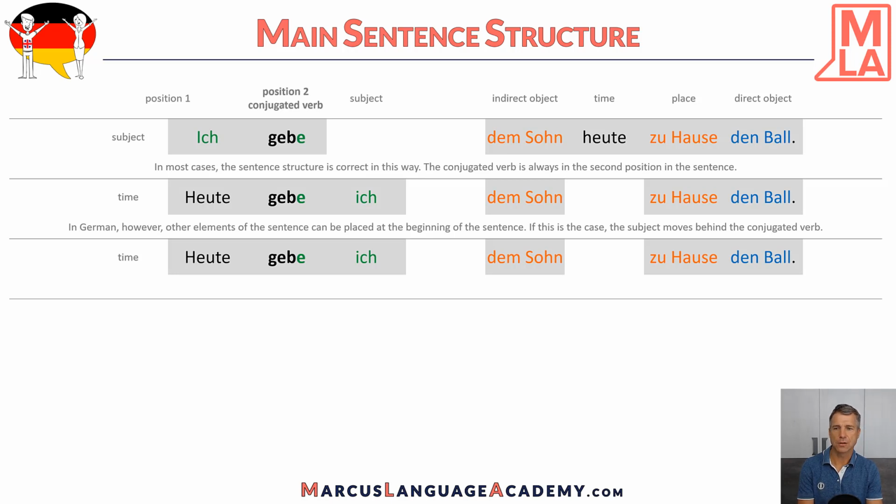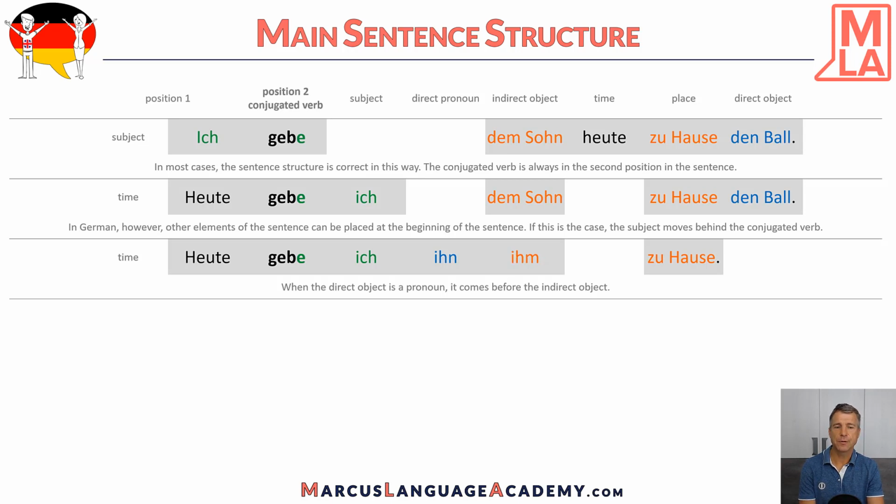Okay, so if we for example change the accusative, the direct object, into a pronoun, then we will have this. Heute gebe ich ihn, the ball, it's ihn, dem Sohn zu Hause. Okay? So it goes closer to the verb because it's a pronoun. Okay? So really important.